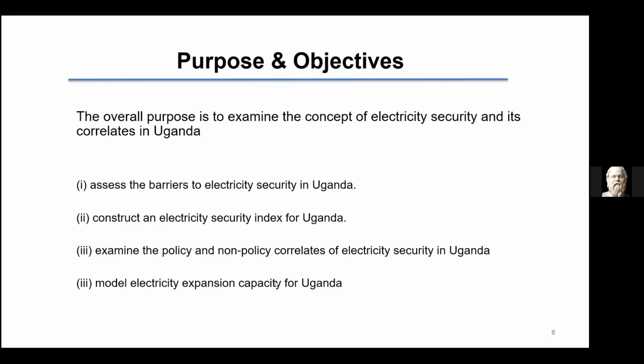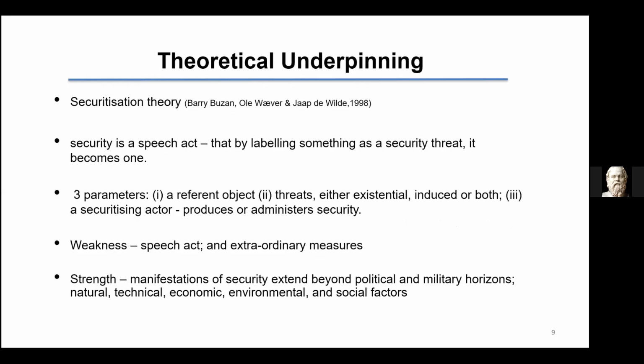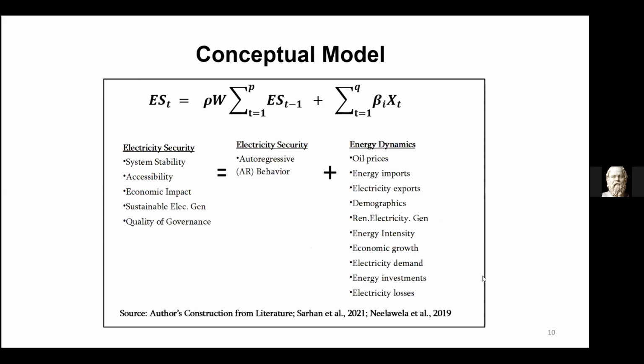Now, if you look at the model, electricity expansion capacity, look at your table that has the constructs, your independent constructs. Just flash. I saw it somewhere. Yes, where you have energy dynamics, your energy intensity, etc. Where does that one fall? Your objective 4, which construct? It is the renewable energy generation, electricity generation, sorry.